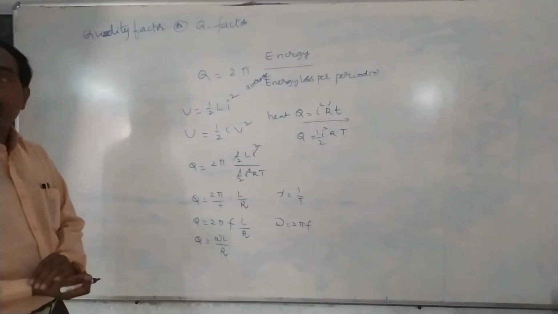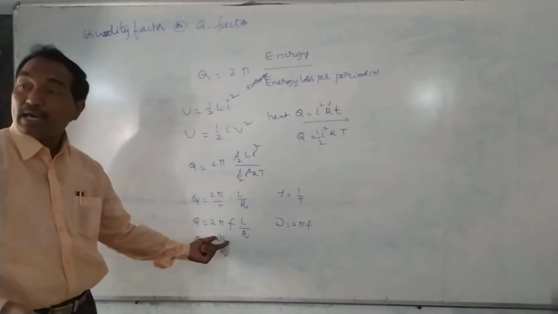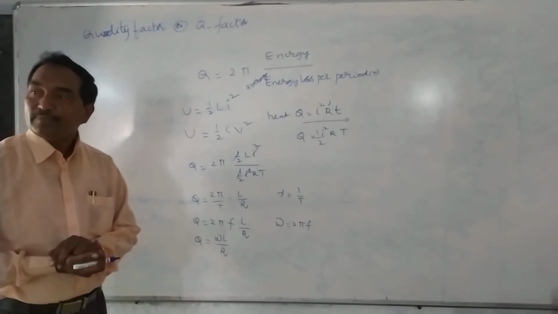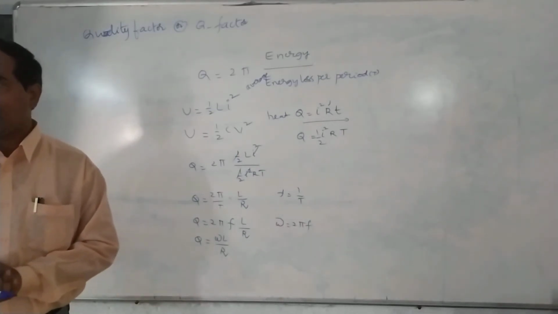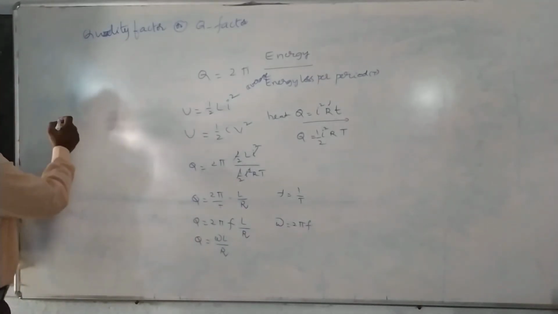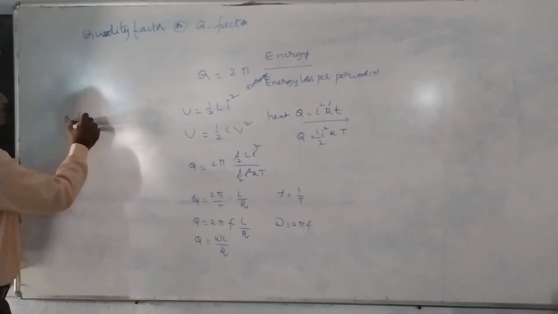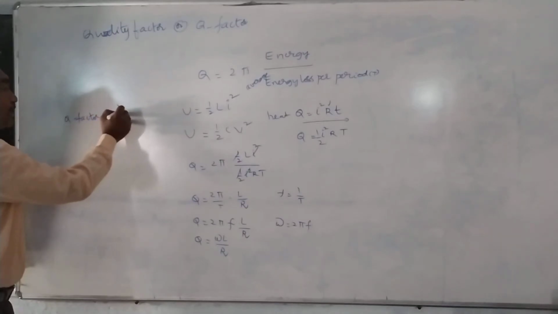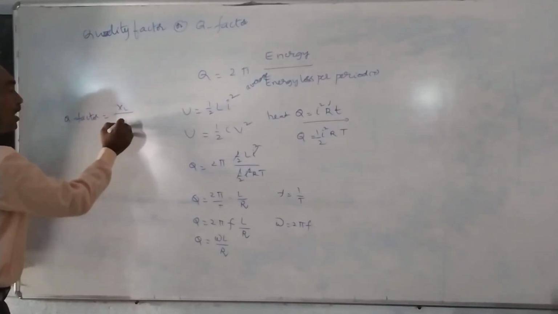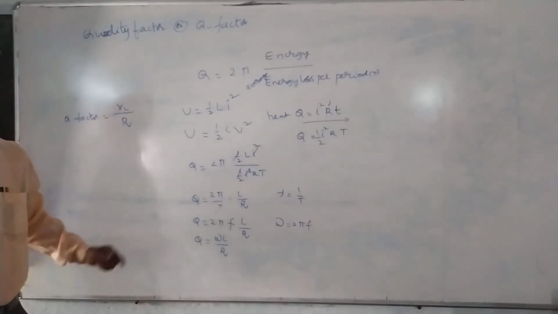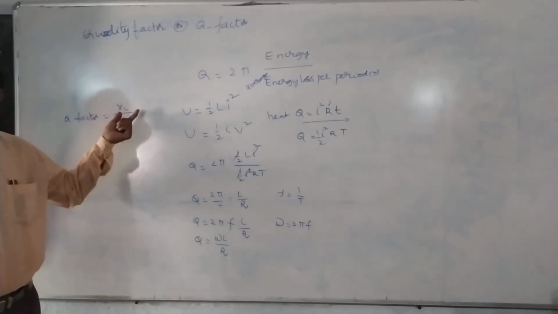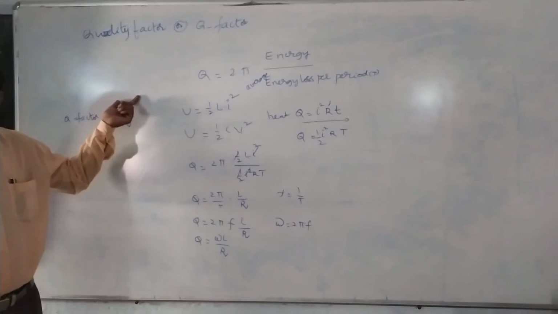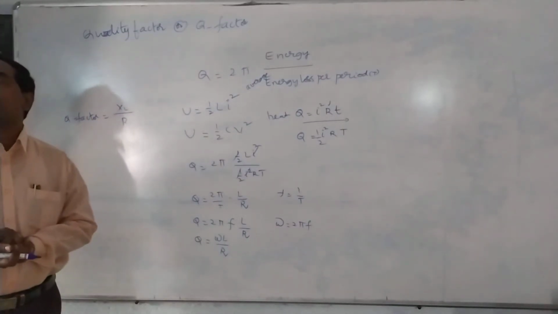One more equation we can change this to. L omega, or omega L, is equal to the inductive reactance, that is X L. So the quality factor is equal to X L by R. From this we can define that the quality factor is equal to the ratio between inductive reactance to resistance in a circuit.